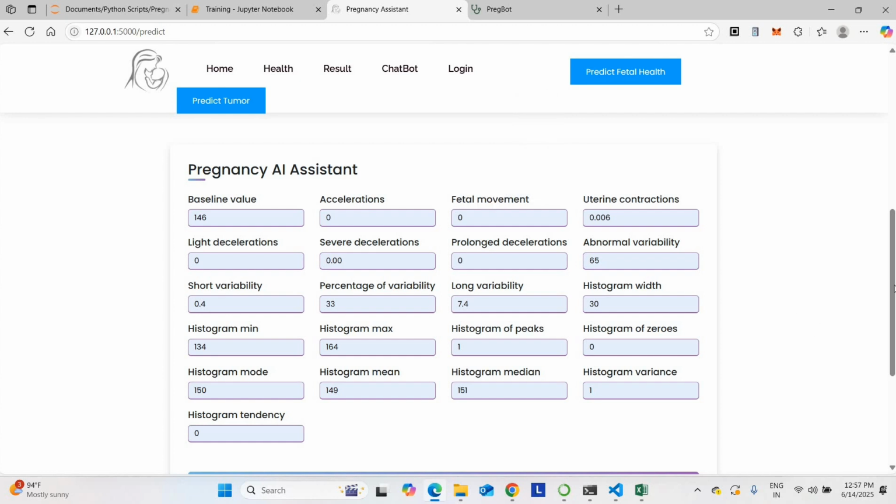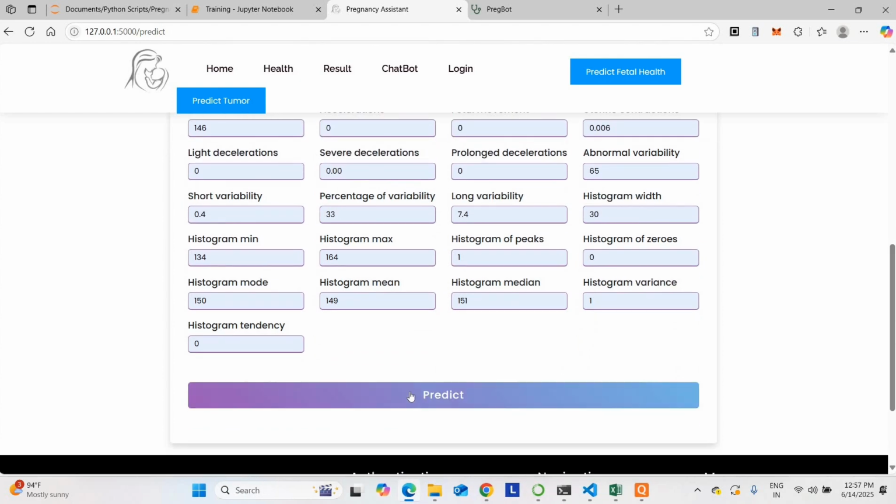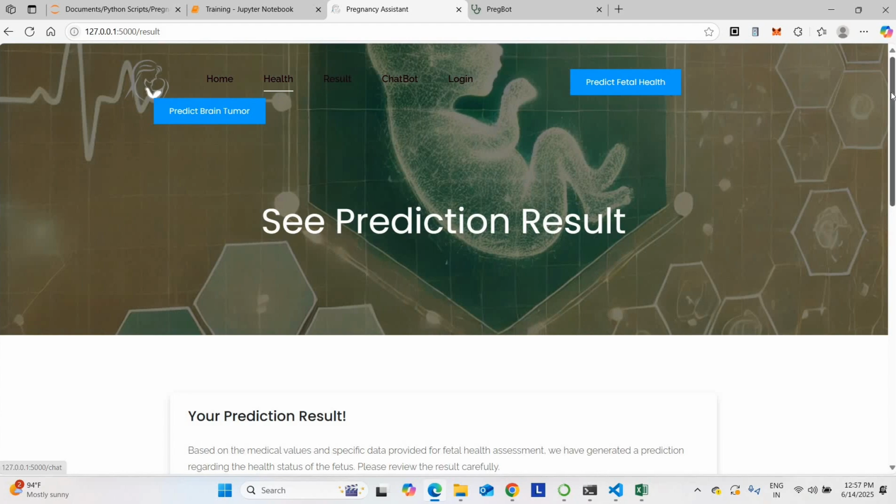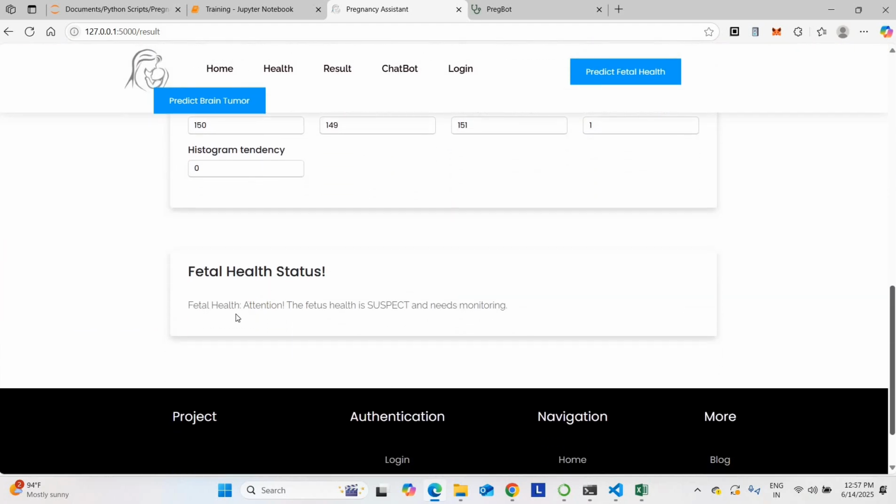You have to fit all the data. Okay, I feed some sample data here. Just click predict. Once predicted, you have to go to the result section. Inside the result section, you can get the result. For the data which you have fed, it is showing that the fetal health is in a suspect stage. You should go for monitoring. It needs continuous monitoring. The fetal health is abnormal. You have to go for a check-up to monitor the fetus health.